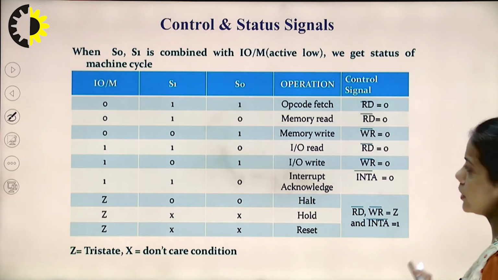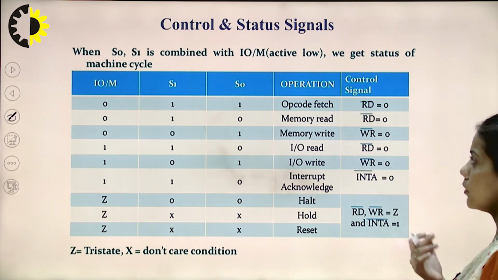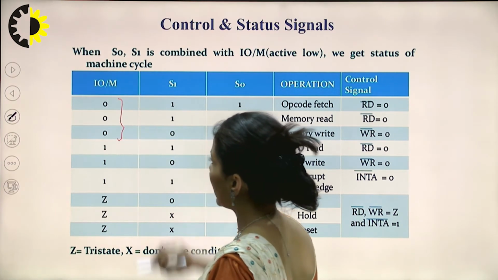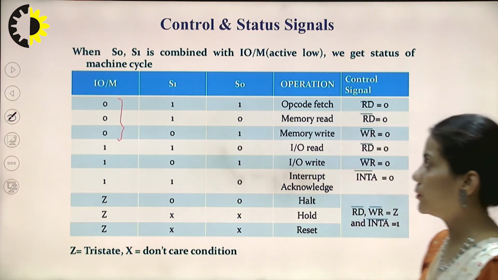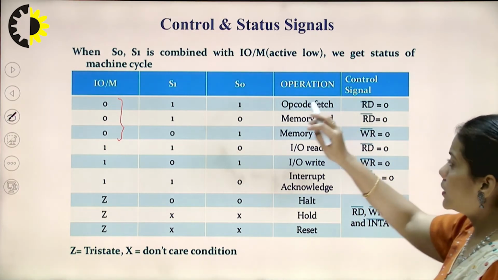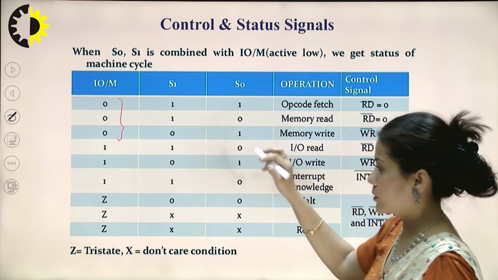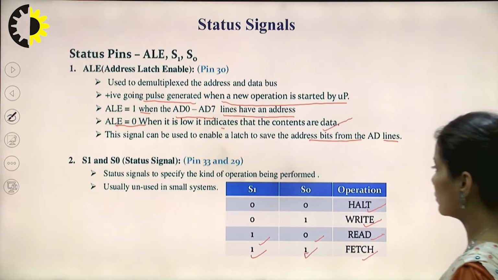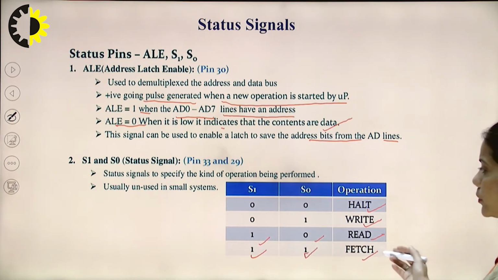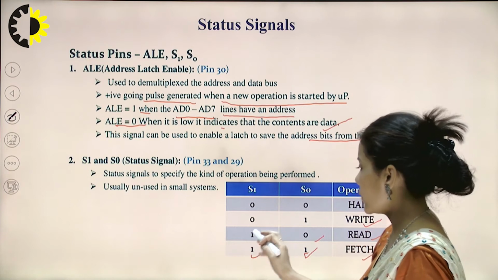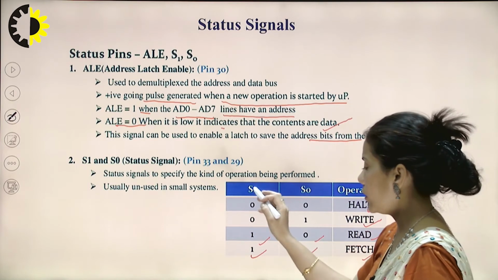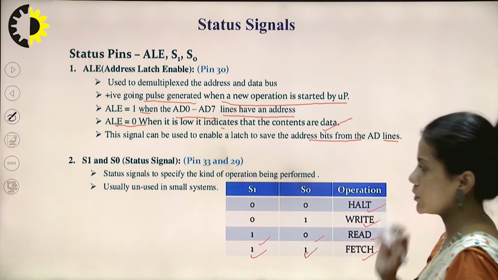So here is the full chart that will indicate one or the other operation being performed in the system. So here 0 indicates that some memory related operations are being performed. Here S1, S0 indicate the status of the operation. So I have already discussed, when S1 and S0 both are 1, the opcode fetch is being performed. Then when S1 is 1 and S0 is 0, then read operation is being performed. And similarly, when S1 is 0 and S0 is 1, write operation is being performed.